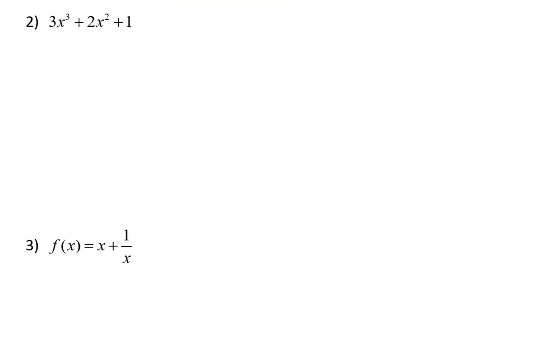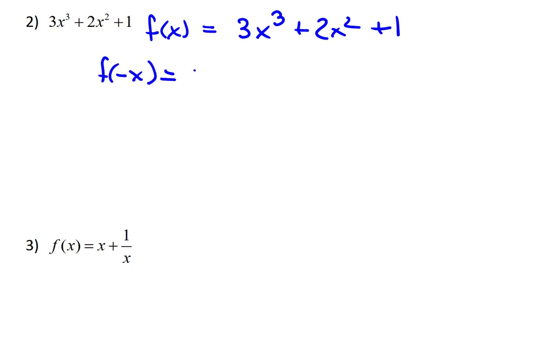Let's look next at our second example, which is where f of x should be written as 3x cubed plus 2x squared plus 1. Again, we'll apply the same algebraic definition and first evaluate f of negative x. That will be 3 times negative x cubed plus 2 times negative x squared plus 1.